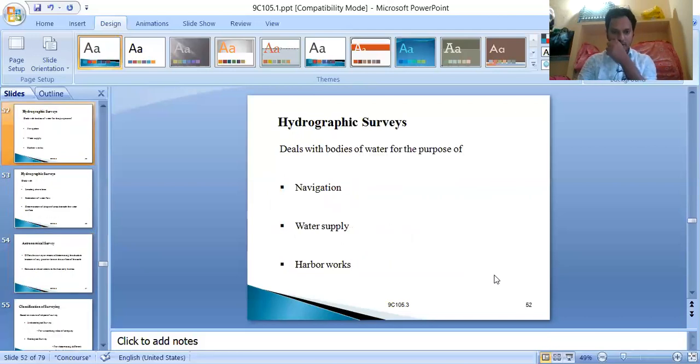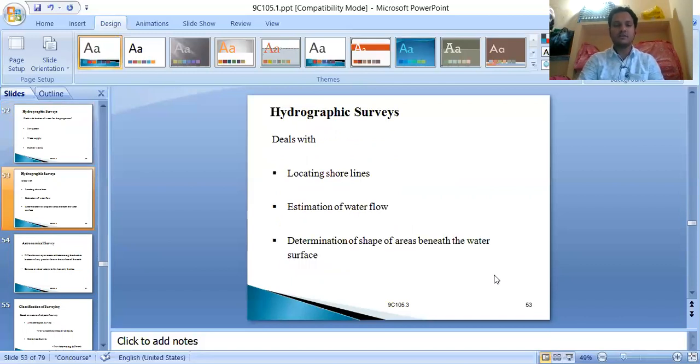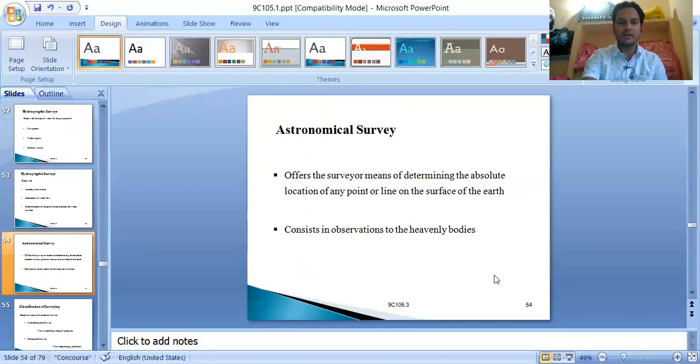Hydrographic surveys include navigation. Navigation means route finding, and then water supply and harbor works. This comes under hydrographic surveys. Along with this, locating shorelines, estimation of water flow, determination of shape of areas beneath the water surface. These things come under hydrographic survey.